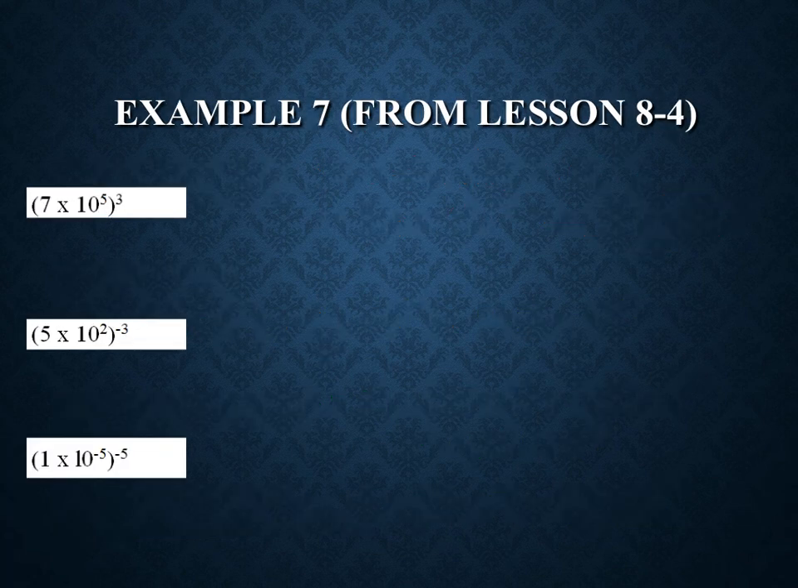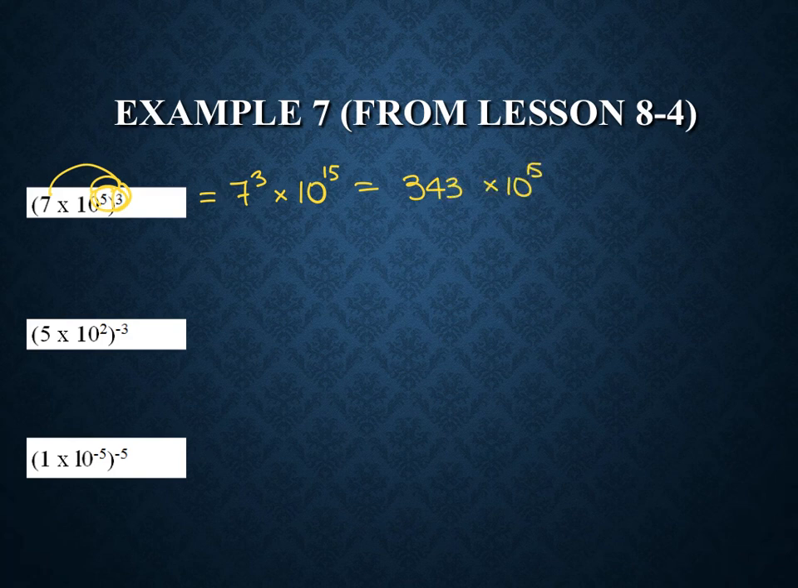Now our last example is a power to a power, remember? And if you recall, we have to distribute this outside power onto everything that is inside. So really I end up with 7 to the 3rd times 10 to the, and when I have a power to a power like this, remember I multiply, so that becomes times 10 to the 15th. And 7 to the 3rd power is 343 times 10 to the 15th.